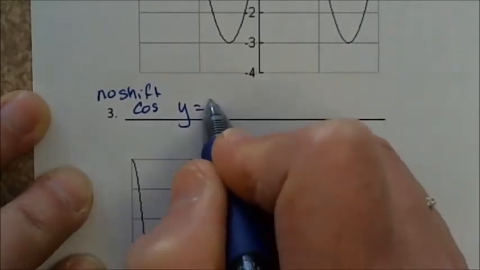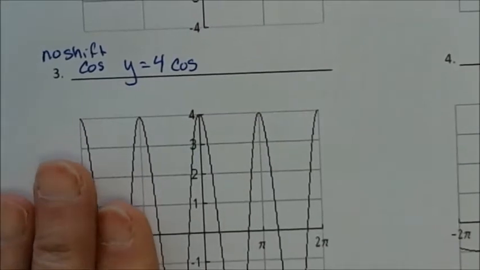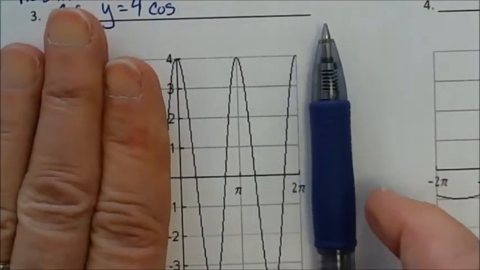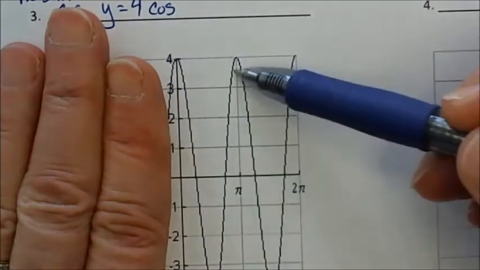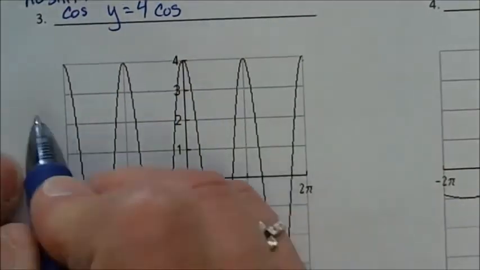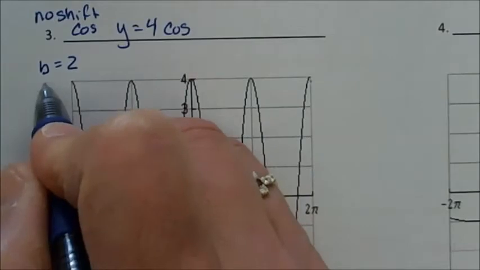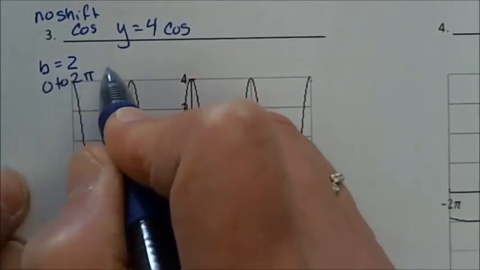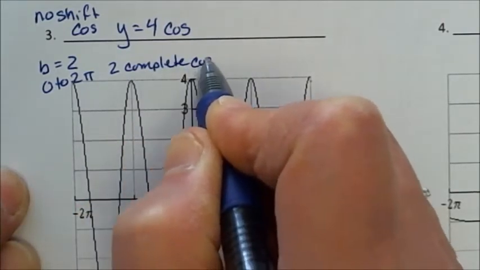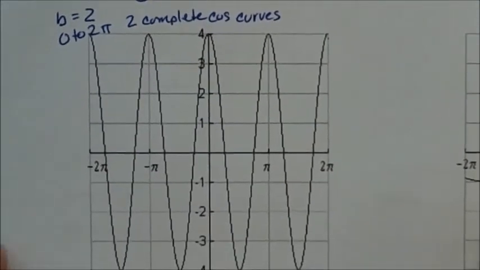Y equals 4 cosine. Now, what's the b value? All right, 2 ways you can get that. From 0 to 2 pi, how many complete cosine curves do we have? We have 1, 2. So our b value is 2. That's from the frequency. From 0 to 2 pi, 2 complete cosine curves, or 2 complete cycles.